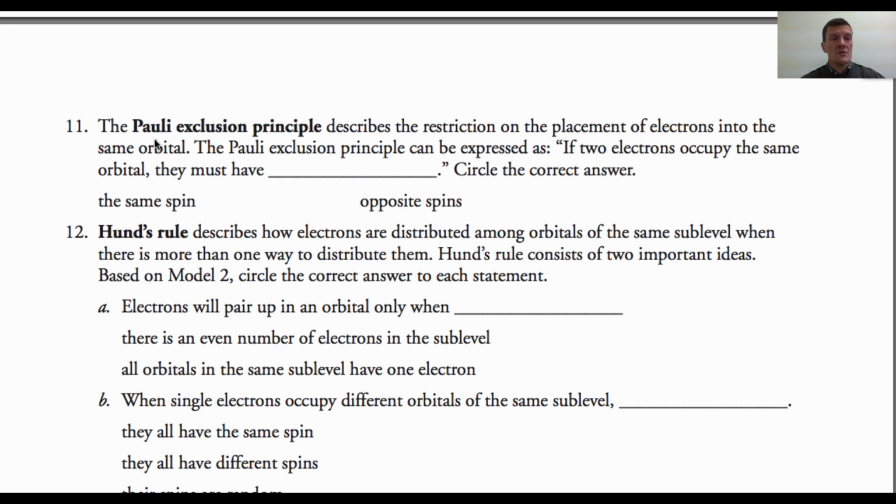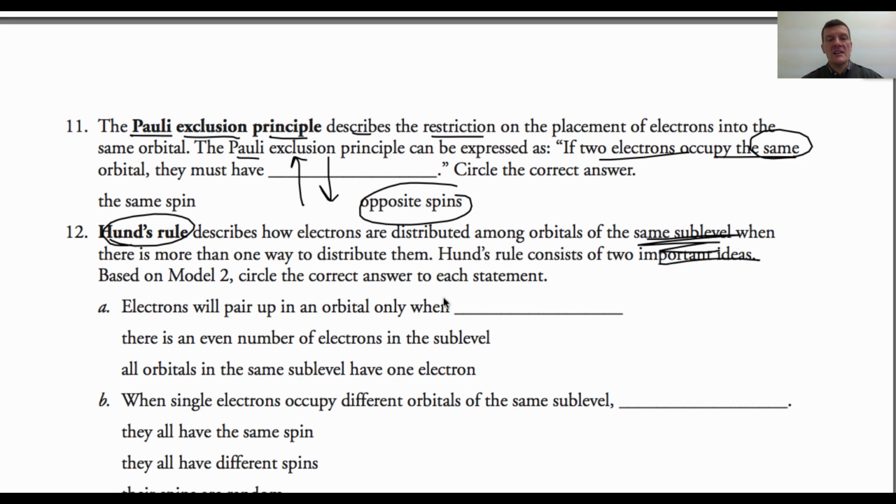Okay, here's another little rule. The Pauli exclusion principle describes the restriction on the placement of electrons into the same orbital. The Pauli exclusion principle can be expressed as: if two electrons occupy the same orbital, they must have opposite spins. That's why we show one up and one down. And Hund's rule describes how electrons are distributed among orbitals of the same sublevel when there's more than one way to distribute them. Hund's rule consists of two important ideas. Based on Model 2, circle the correct answer.